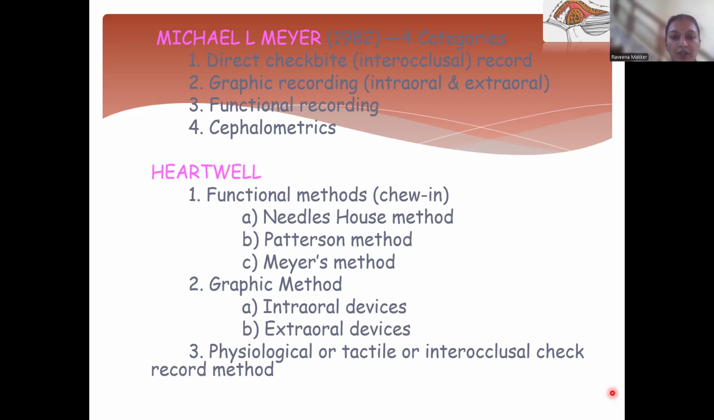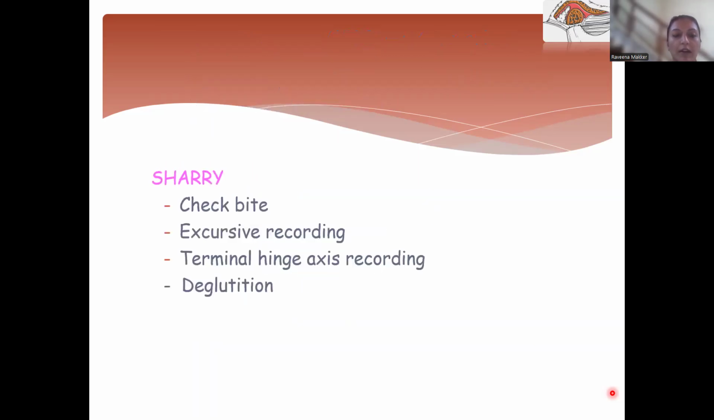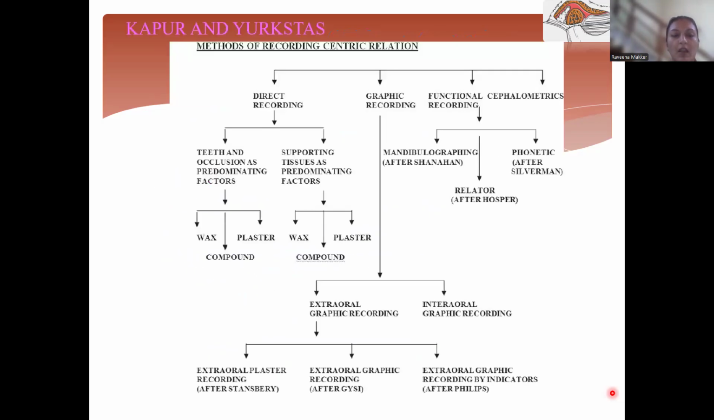Then, according to Hartwell, the methods are functional methods or chewing, which includes Needle House method, Patterson method, Mayer's method, and graphic method, which includes intraoral devices and extraoral devices, and physiological or tactile or interocclusal check record method. Then, according to Sharry, the methods can be check bite, excursive recording, terminal hinge axis recording, and deglutition.